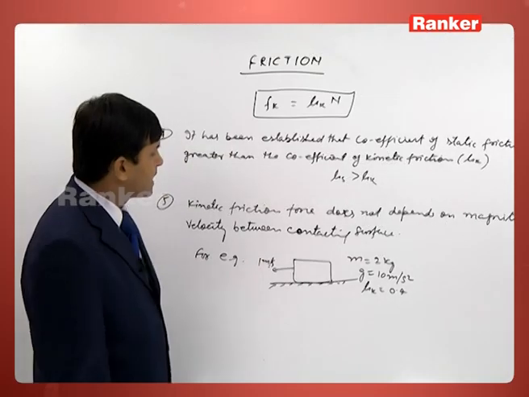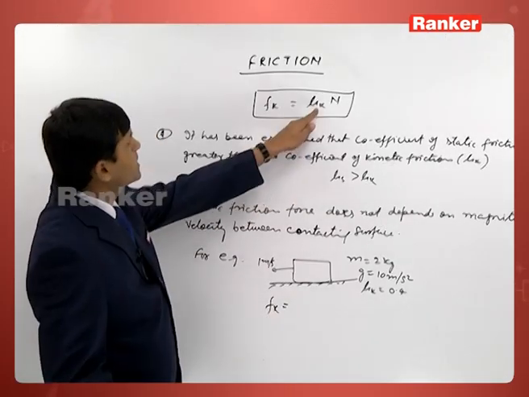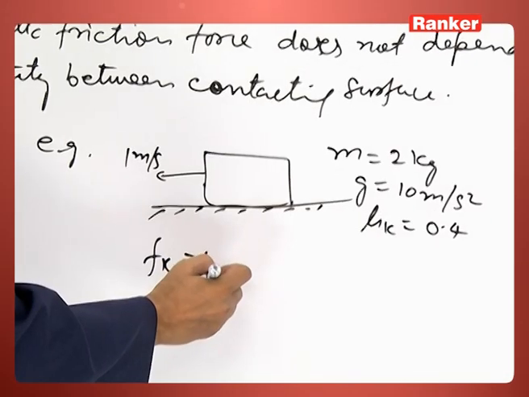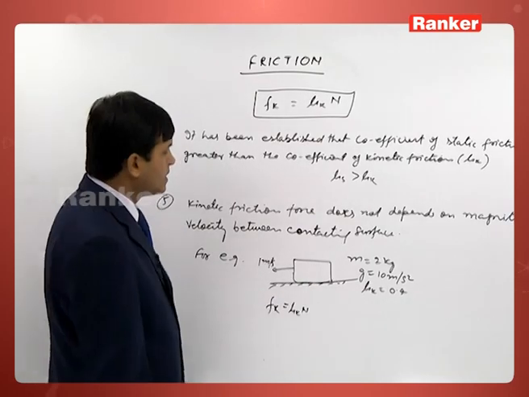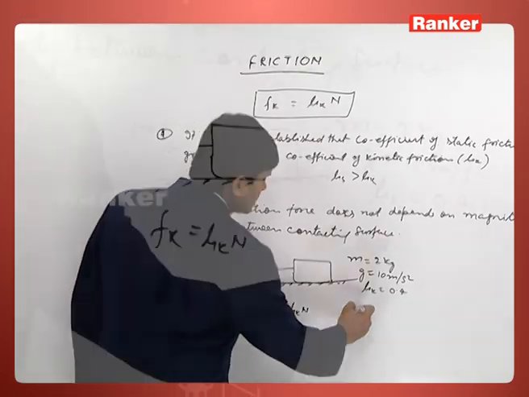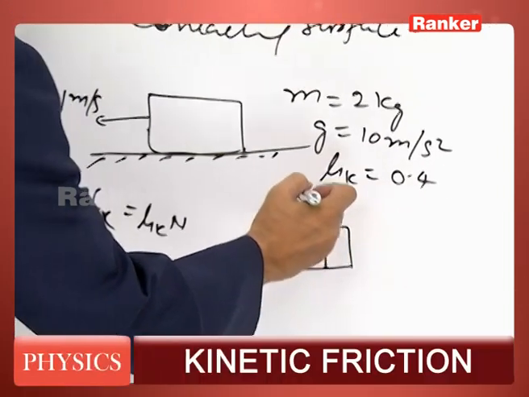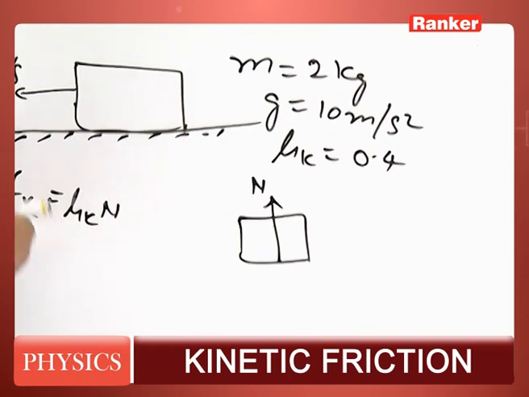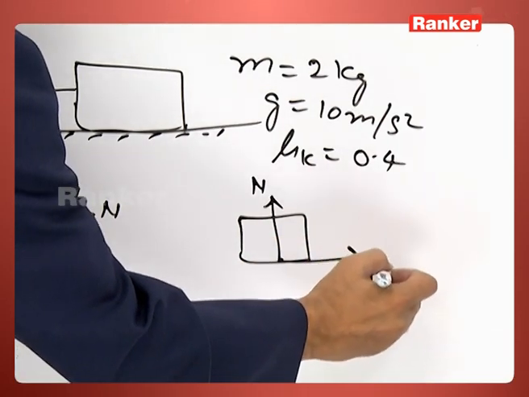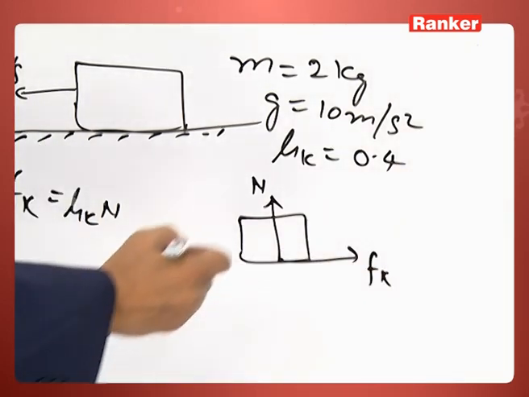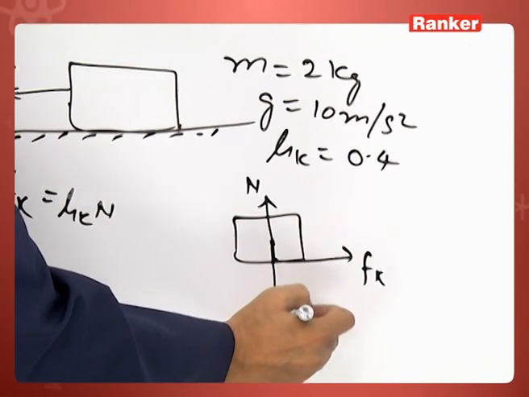So there is a kinetic friction. The Fk, kinetic friction, is always given as mu k into N. First we will determine the value of N. When we make the FBD, we have to show the forces. One is your normal force. Another, since the body is moving in this direction, is your friction force Fk in that direction, and the third force is your mg.